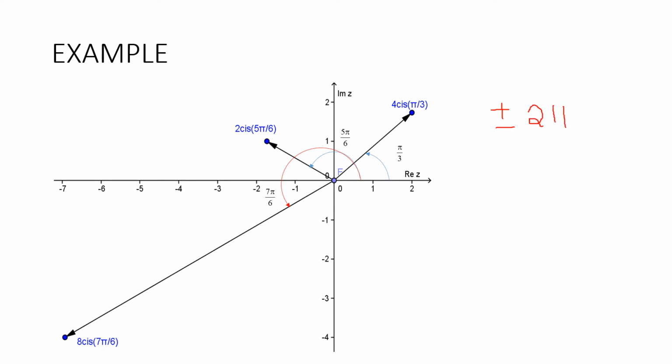And this makes sense because sine and cos are periodic. They repeat every 2 pi or 360 degrees. So here's the rule. If it's greater than pi, we're going to subtract 2 pi. If it's less than negative pi, we're going to add 2 pi. So I'm going to take my 7 pi on 6 and subtract 2 pi, and I'm going to get, here's my answer, 8 cis negative 5 pi on 6.